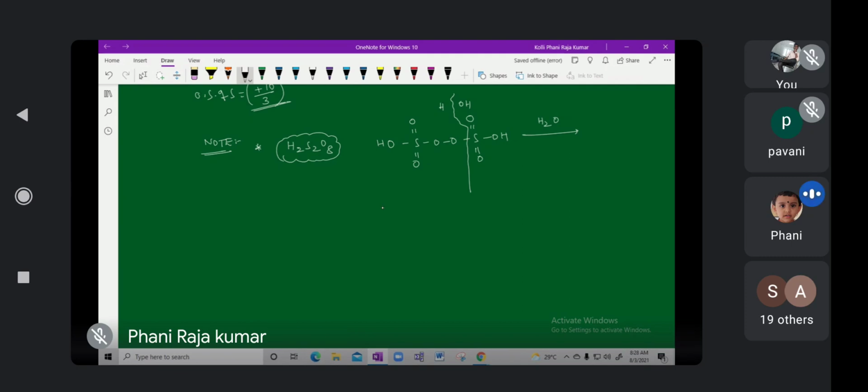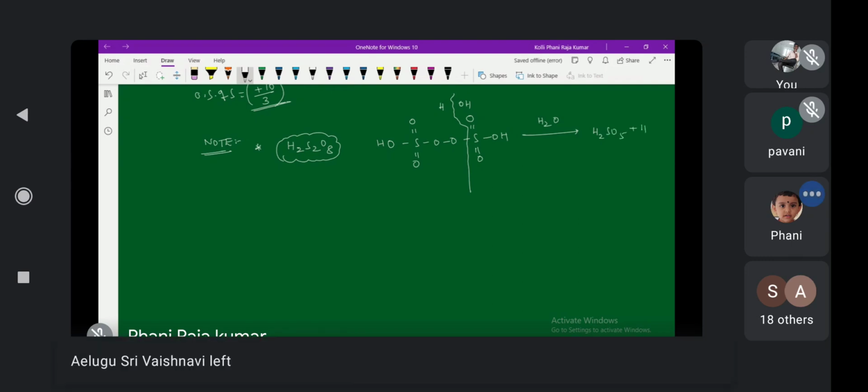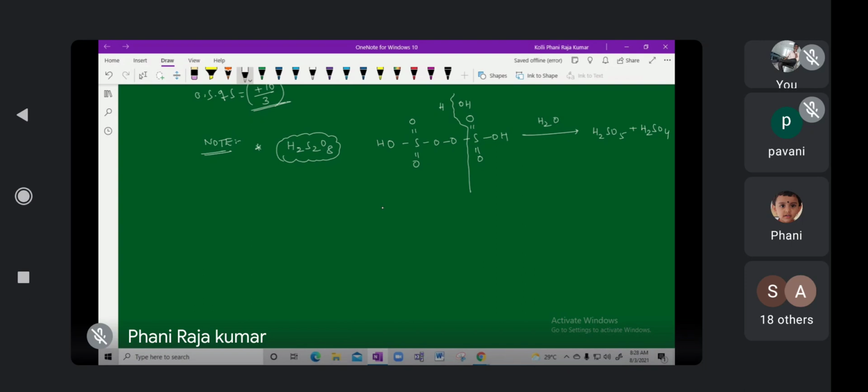Observe left side compound, Nana. It is Caro's acid. Left side compound, that is H2SO5 plus H2SO4. If you take H2SO5, HO-S with double bond O, double bond O, OOH. Now another step of hydrolysis. And further hydrolysis, break the bond here. Hydrogen, other side OH. Then we are getting hydrogen peroxide plus H2SO4. So this is one method of preparing hydrogen peroxide from Marshall's acid.